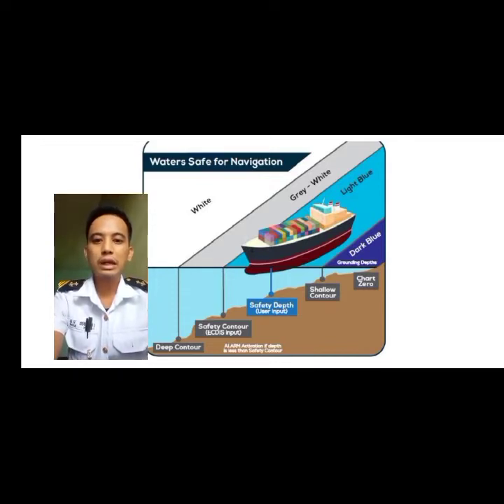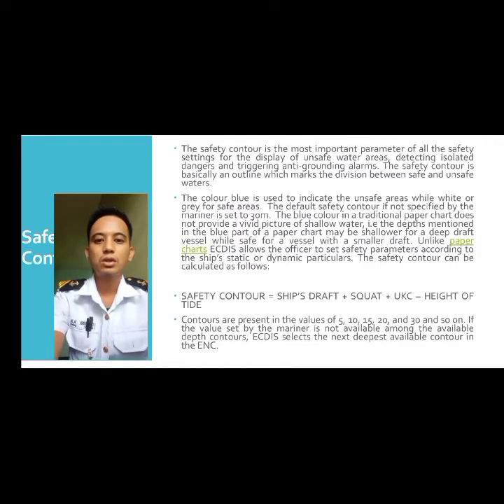The safety contour can be calculated as follows. So, it is the formula: safety contour equals ship's draft plus squat plus UKC minus height of tide. In this formula, we will calculate the safety contour or the parameters according to the ship's static or dynamic particulars.